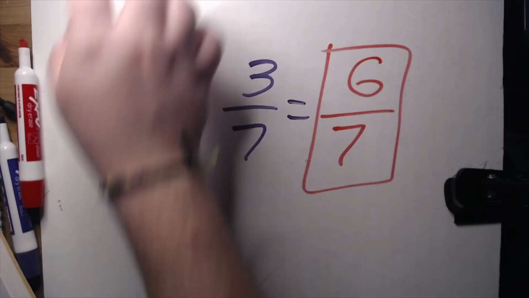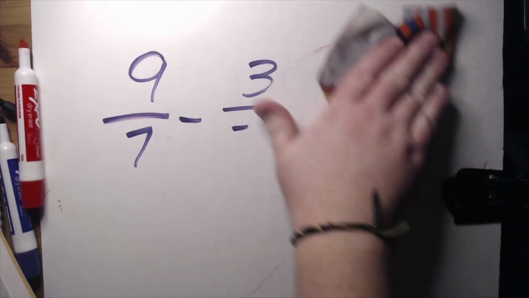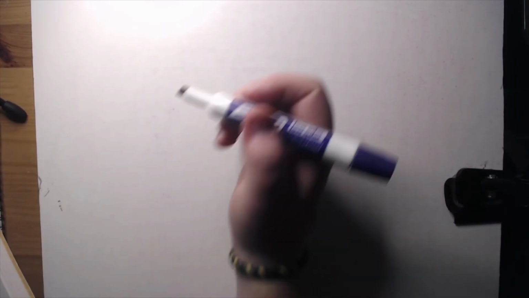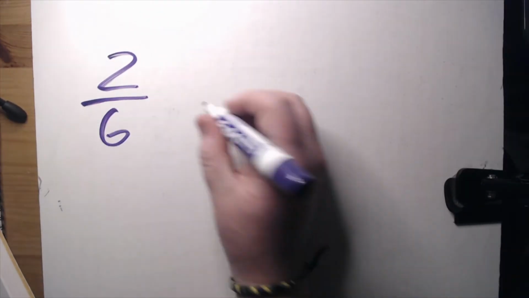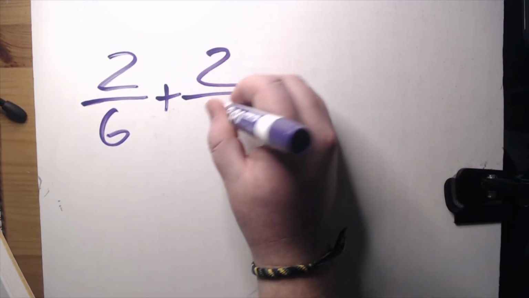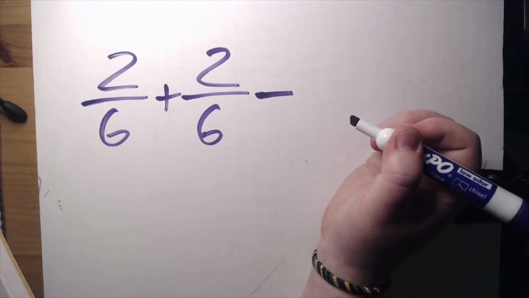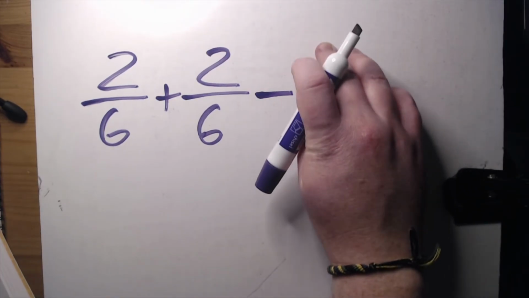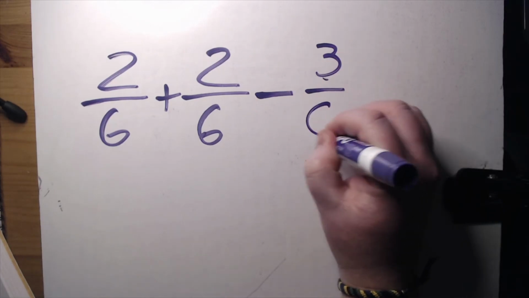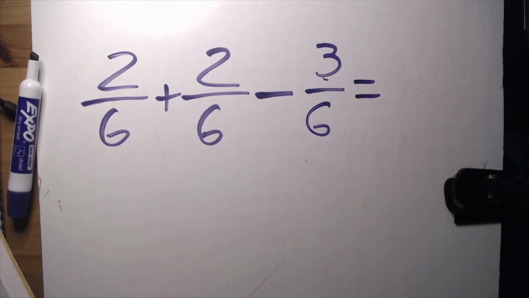And let's go ahead and do one more for good measure. In fact, let's make this one just a teeny bit more challenging. And by teeny bit, I mean it's not anything crazy. We're going to do 2/6 plus 2/6 minus 3/6. Oh my gosh. There's an addition and a subtraction problem in the same problem.